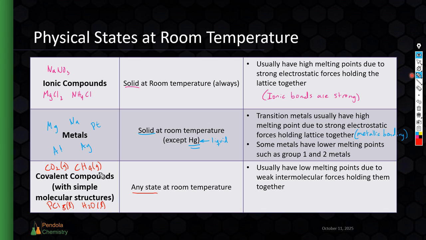Other ones are solids, like something bigger, like glucose. C6H12O6 is a solid at room temperature. So covalent molecular compounds come in a lot of different states of matter. And this is because they usually have low melting points due to weak intermolecular forces holding them together.